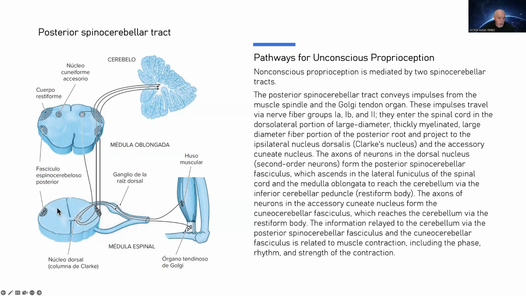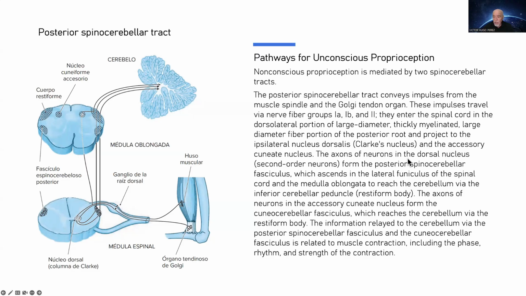As you can see in this scheme, the fibers of this posterior spinocerebellar tract enter the spinal cord in the dorsolateral portion of large diameter, thickly myelinated fibers of the posterior root, and project to the ipsilateral nucleus dorsalis, named Clarke's nucleus, and the accessory cuneate nucleus.